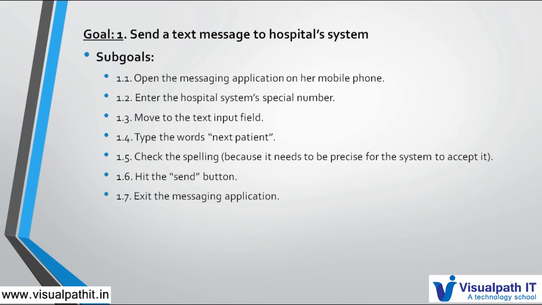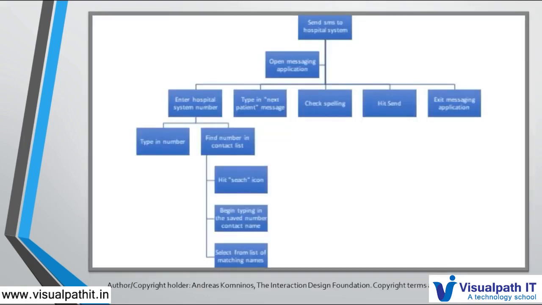Exit the messaging application. If you see, here is a flowchart which goes from top to bottom. On the top, it says send SMS to hospital system. Then, going next, open message application. After that, we have five steps. From the left, first, enter hospital system number. Then we can type a number or we can find a number in our contact list. Then hit search icon. Begin typing in the saved number or contact name. Select from the list of matching names.